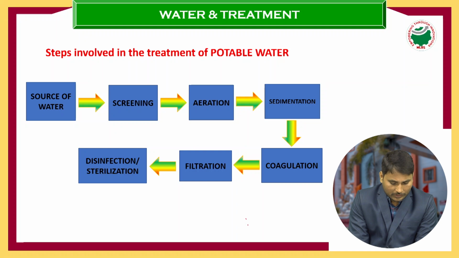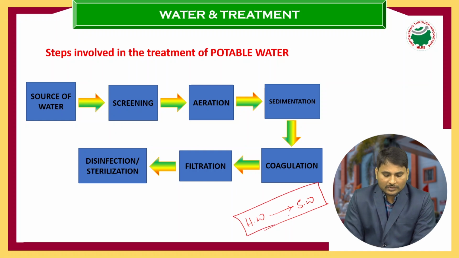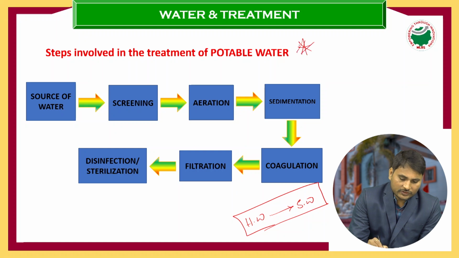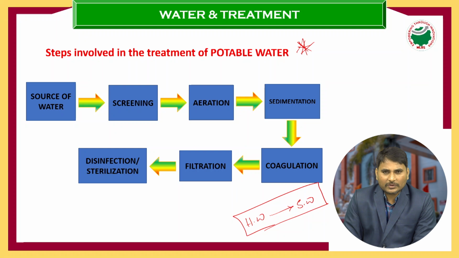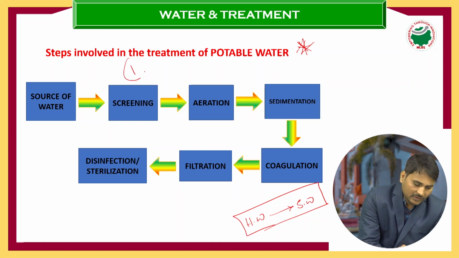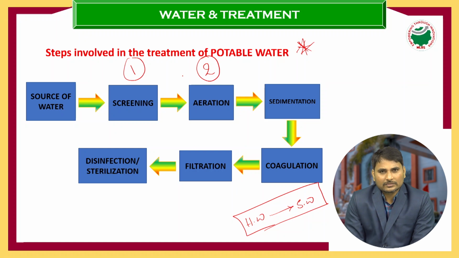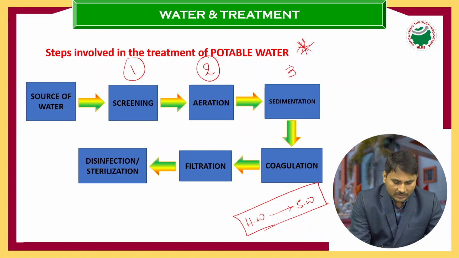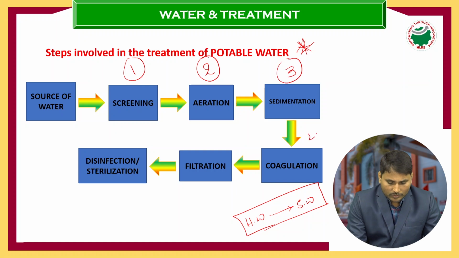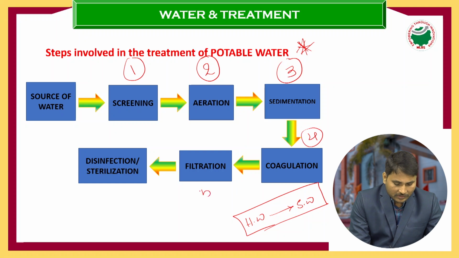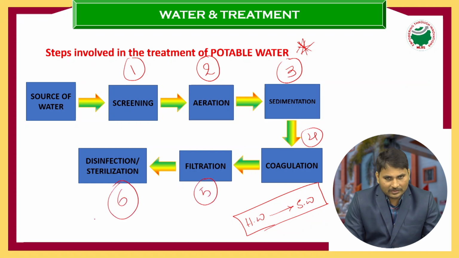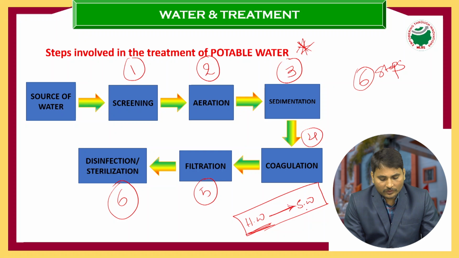And how do we convert that hard water into soft water? That happens by these steps. Step 1 is screening. The second step is aeration. The third step is sedimentation. The fourth step is coagulation. The fifth step is filtration. The sixth step is disinfection or sterilization. By using these 6 steps, we are converting this hard water into soft water.